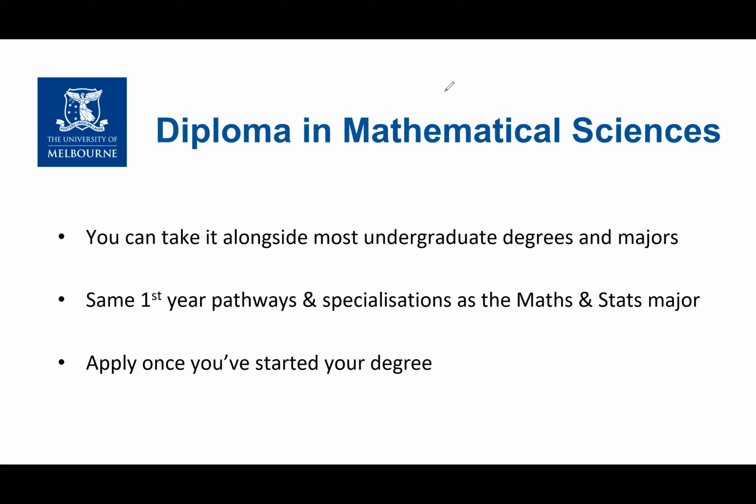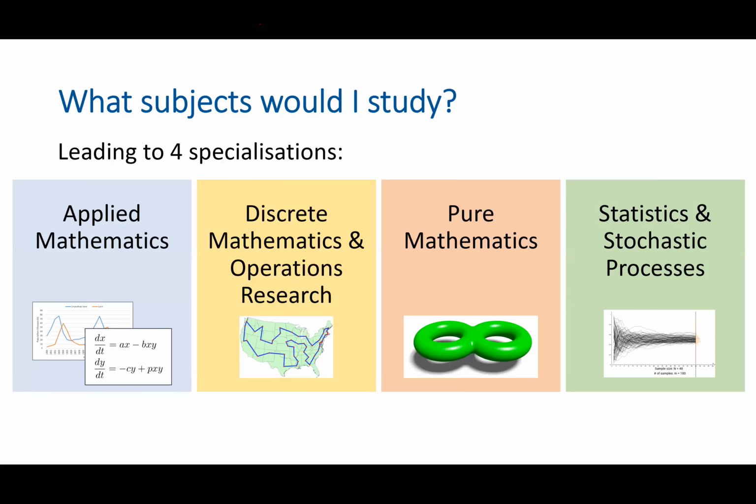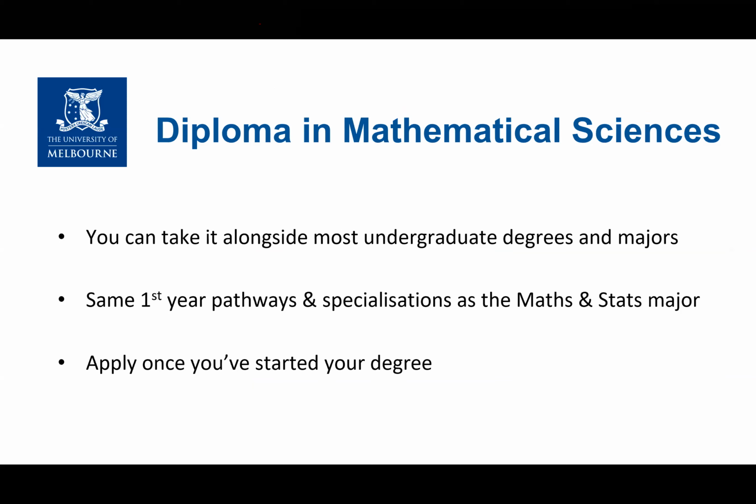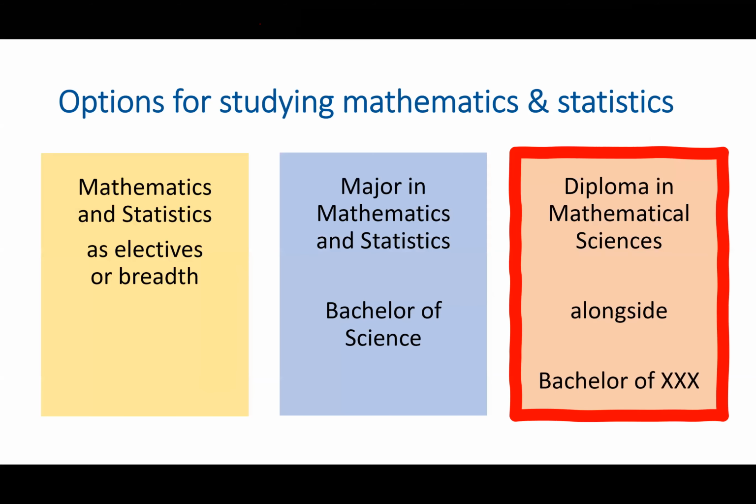It has the same first year pathways and specialisations as the maths and stats major. So all of this information on those previous slides applies just as much to the diploma, the first year pathways and the specialisations. In the end, you do the same subjects. You do the same mathematics subjects and maths and stats subjects as someone doing the major.